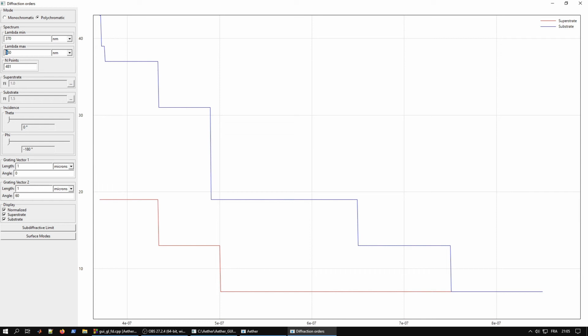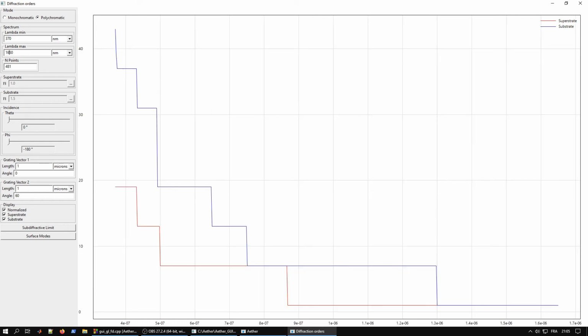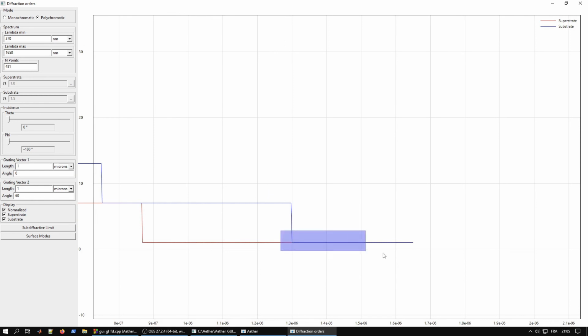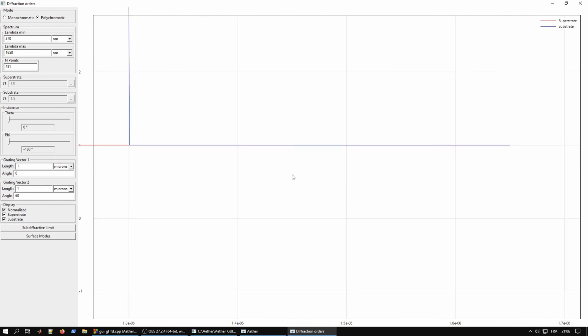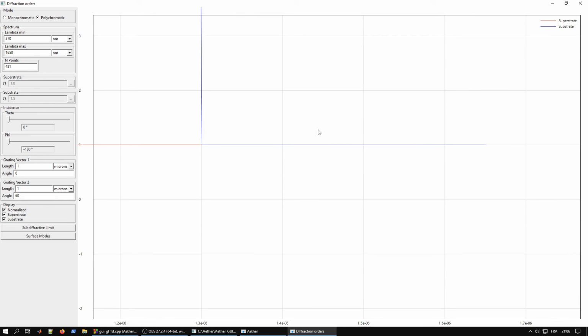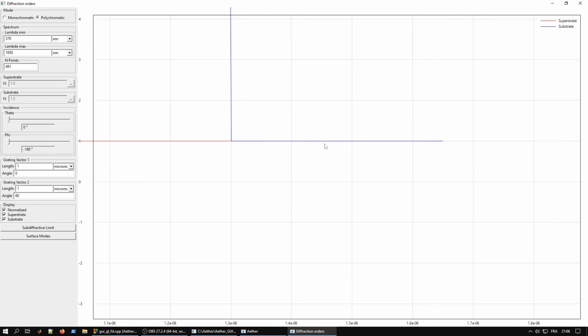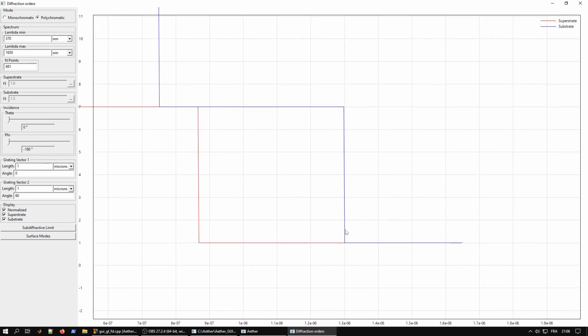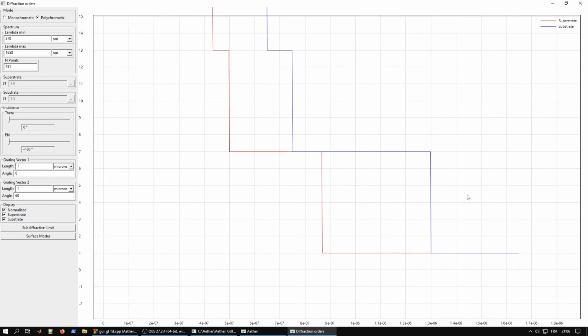So if I change this to 1650, for instance, we have over here the diffraction order number of 1 because we only have specular reflection and direct transmission. And as the wavelength decreases, we first see appearing new diffraction orders in the substrate and then in the superstrate.